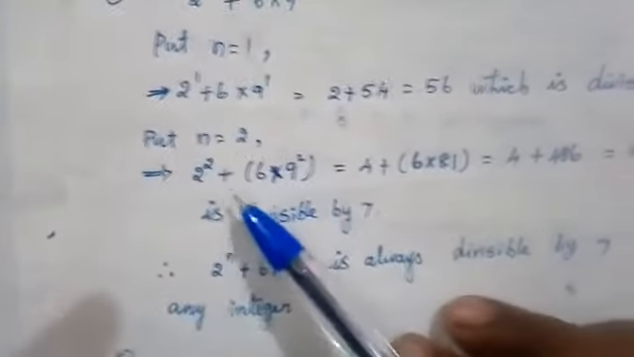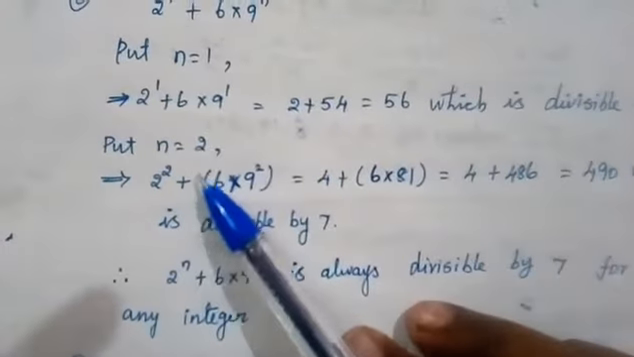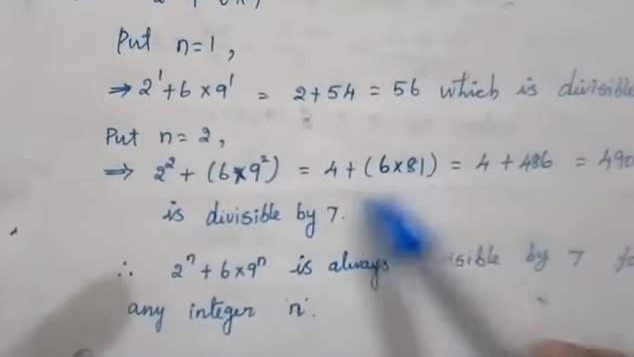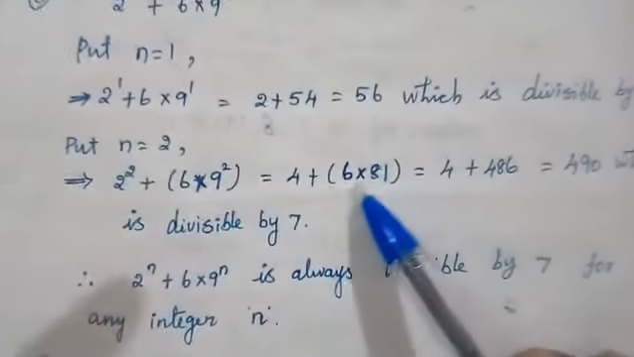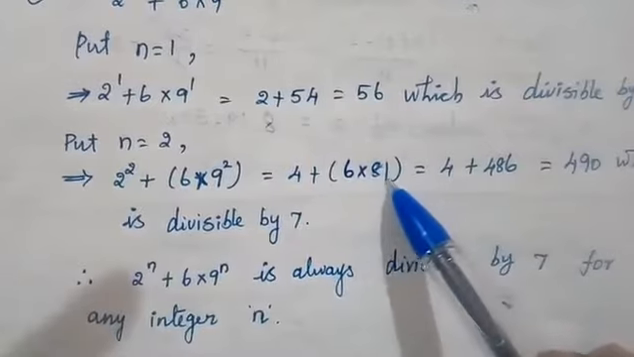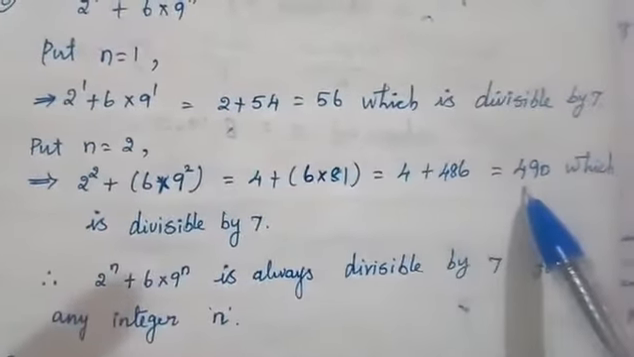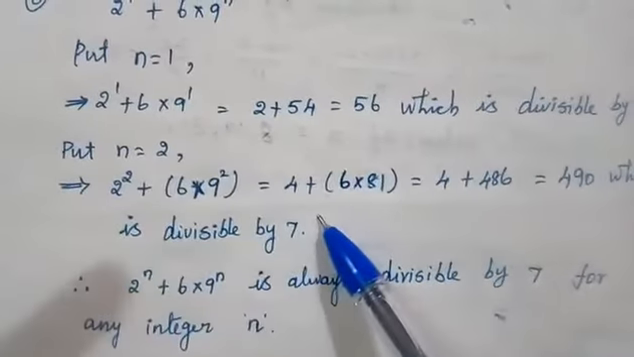So put n equal to 2. In the same way, you have to substitute: 2 square plus 6 into 9 square. So that is 4 plus 6 into 9 square, whose value is 81. You have to multiply these two: 1 six is 6, 8 sixes are 48, so 486. Add these two, 490, which is divisible by 7.